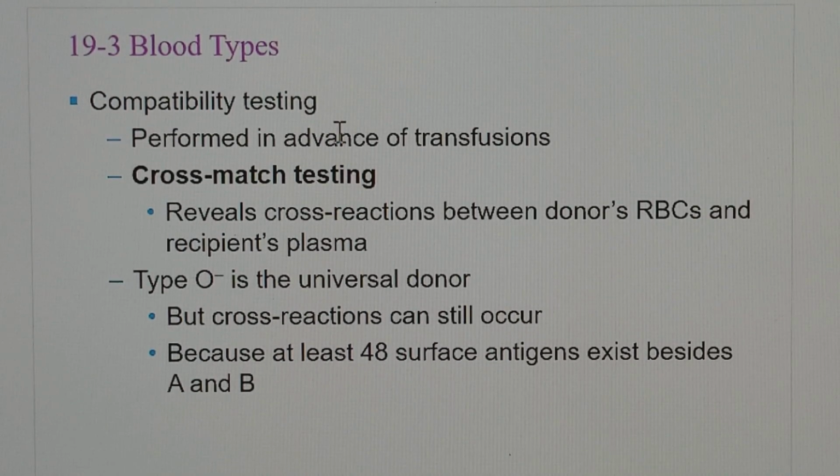Compatibility testing is performed in advance of transfusions. Cross-match testing reveals cross-reactions between donors' red blood cells and recipients' plasma. Type O negative is the universal donor, but cross-reactions can still occur as at least 48 surface antigens exist besides A and B.